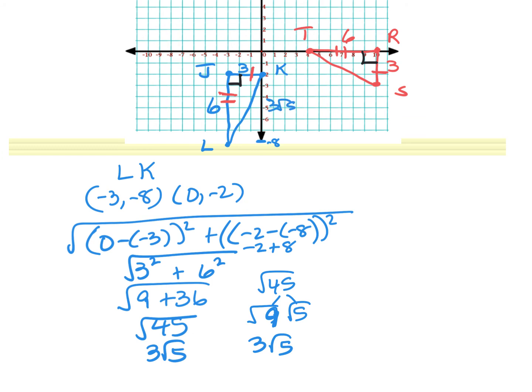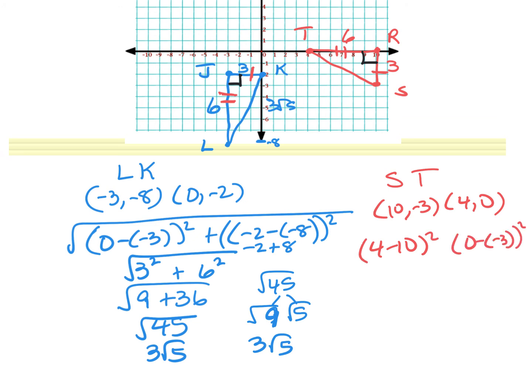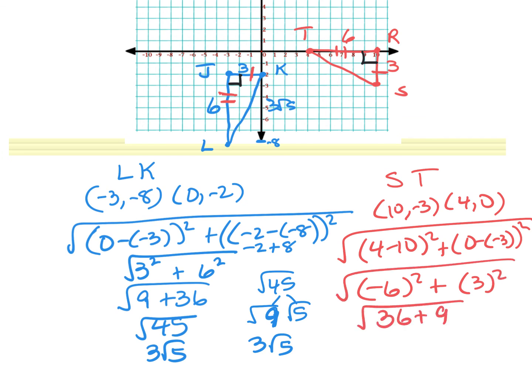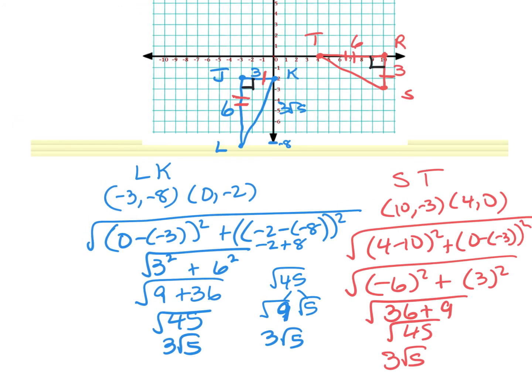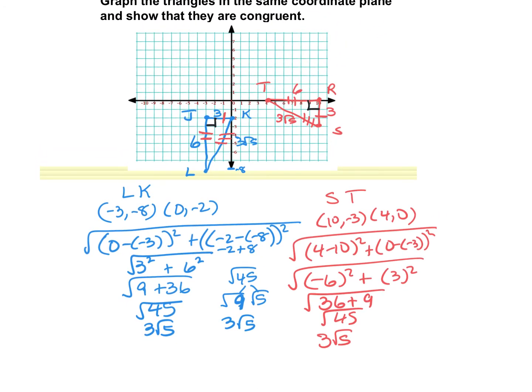Now I'm going to do the red one. I'm going to do the length of ST. The ordered pair for S is 10, -3. For T, it's 4, 0. So again, I'm going to subtract 4 minus 10 squared, 0 minus -3 squared, all under the radical, -6 squared, plus 3 squared, 36 plus 9, same thing, 45. And again, this one is also 3 square root 5. So now my hypotenuses are also congruent, and all 3 sides are congruent. So I could actually prove these two triangles are congruent by hypotenuse leg, side, side, side, and side angle side.